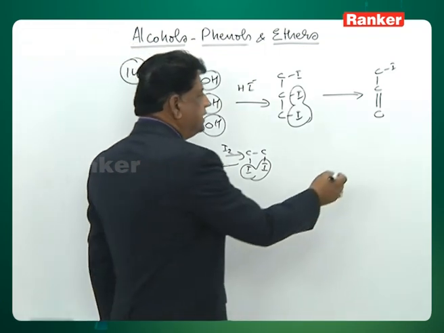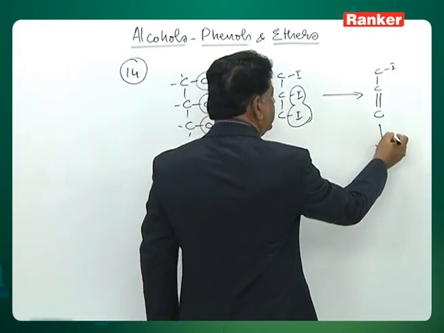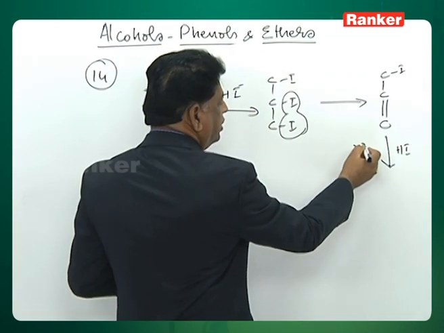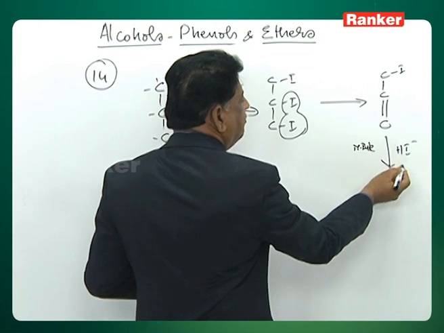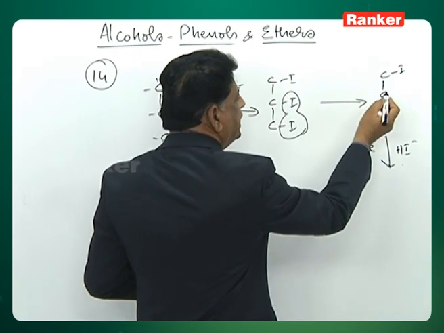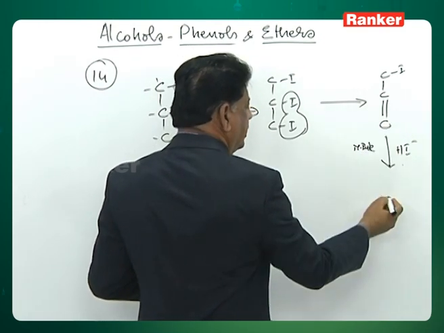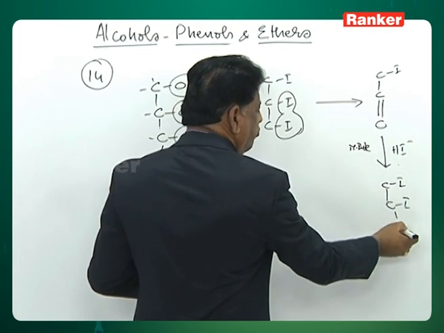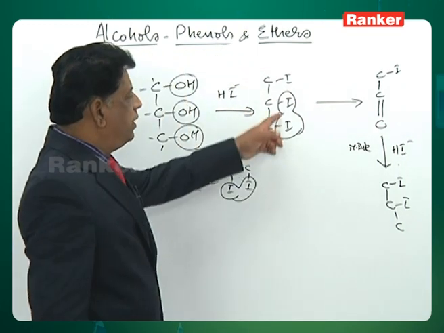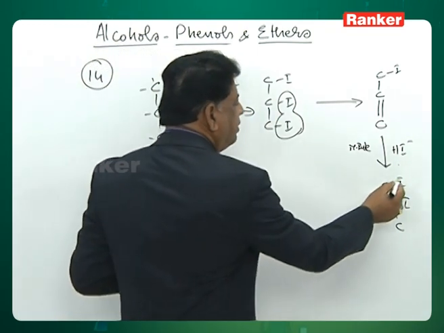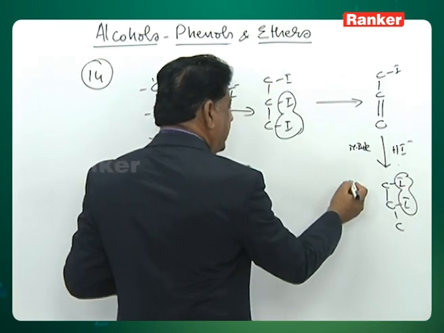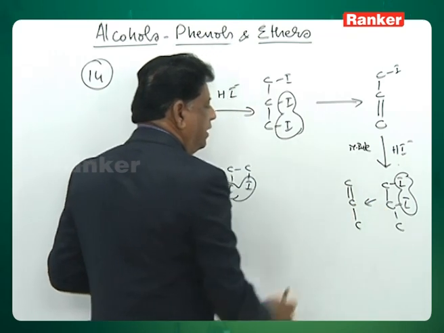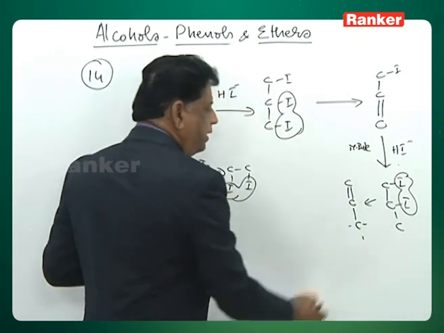But if excess HI is added, what happens? One HI will be added on this compound, following the Markovnikov rule. The rule says that the negative part will be added where the hydrogens are fewer, and the H goes to the terminal carbon. So, you will get a 1,2-diiodopropane. Again, by the same principle, the two iodines are side by side, therefore elimination takes place and you will get propene, that is, an allyl hydrogen containing propene is formed.